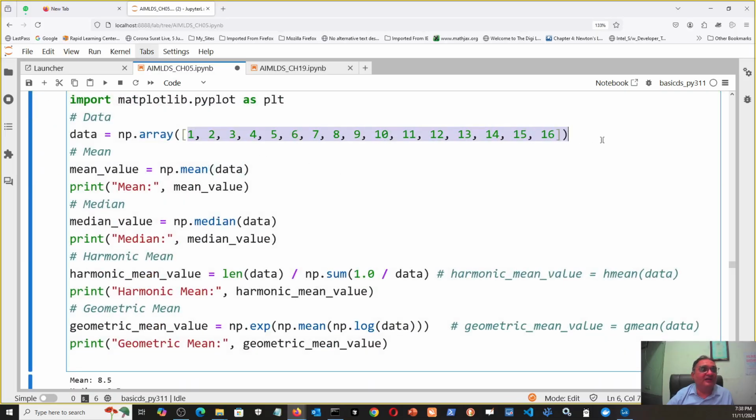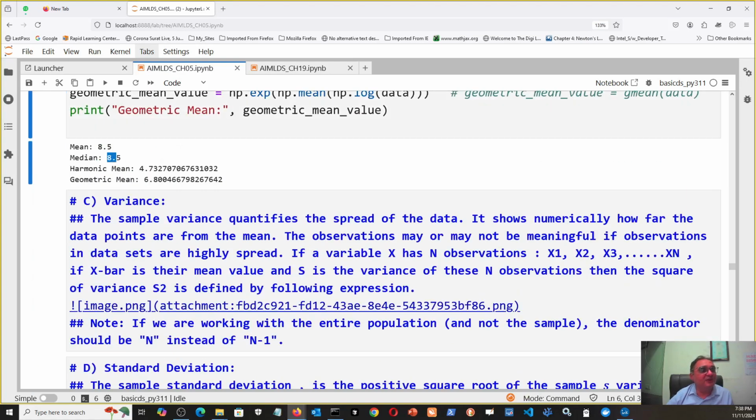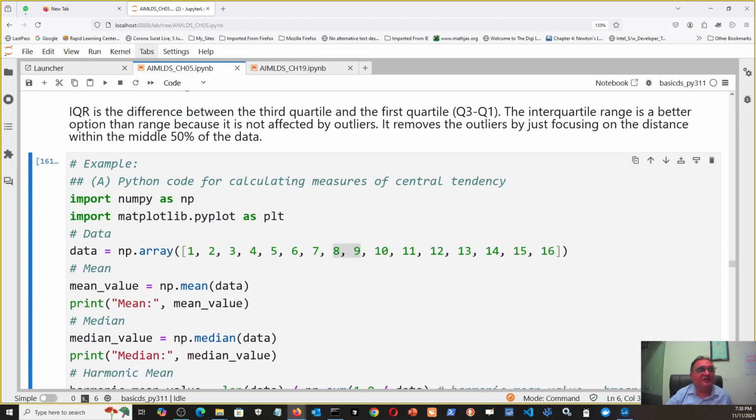Why? Clearly there must be an even number of observations here. So let us say I remove 8 from this side, and not 8 but 7 from this side, and 7 from this side. What remains is 8 and 9 in the middle. The median would be the average of those, 9 plus 8 divided by 2, 17 divided by 2, so that is 8.5. Remember, it is not necessary that the mean and median are always equal, but here they come out equal.